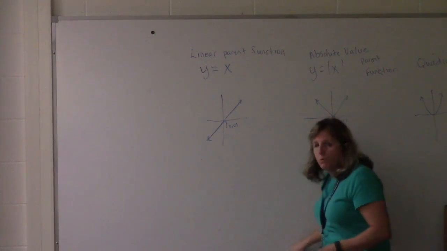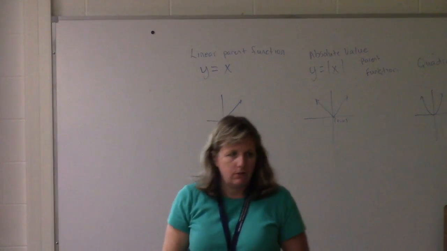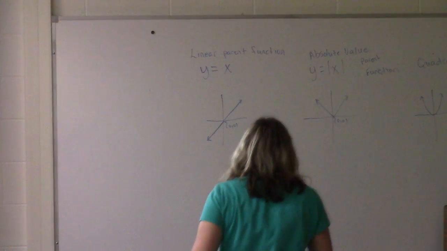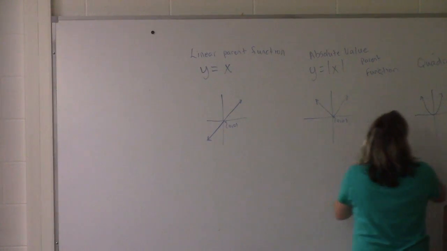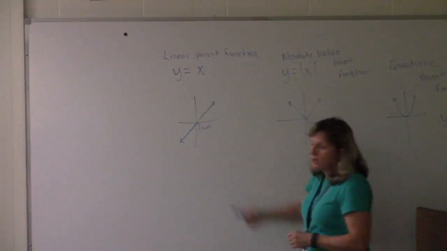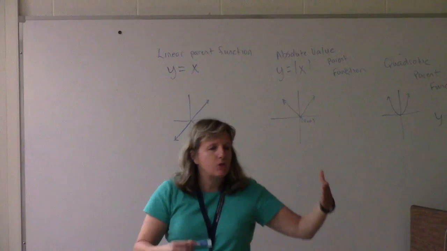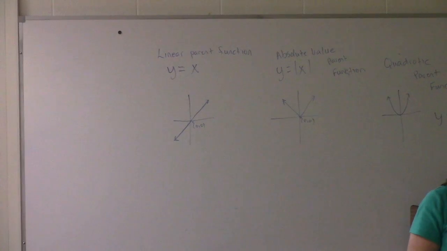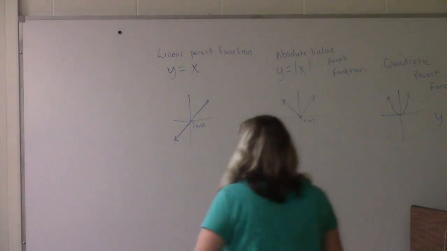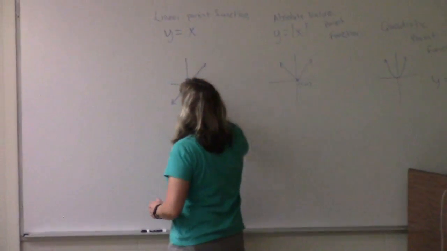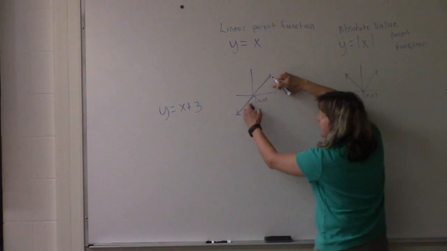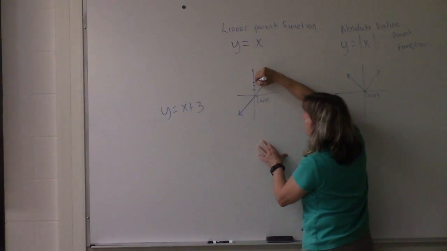So you may be wondering, why is it we have these parent functions? Parent functions are the most basic. So this is y equals the absolute value of x. This is y equals x squared. Each translation that happens with these functions is like a child of that parent function. So if I said y equals x plus 3, that's going to take this line here and move it up 3 units.